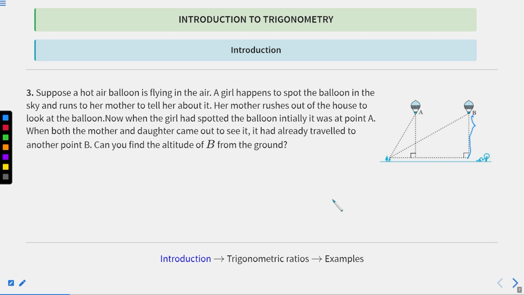Can we find the altitude of B from the ground? Yes, we can. For finding the altitude of B from the ground, we have to use some trigonometric ratios. In this lecture we will discuss some trigonometric ratios in our later section.